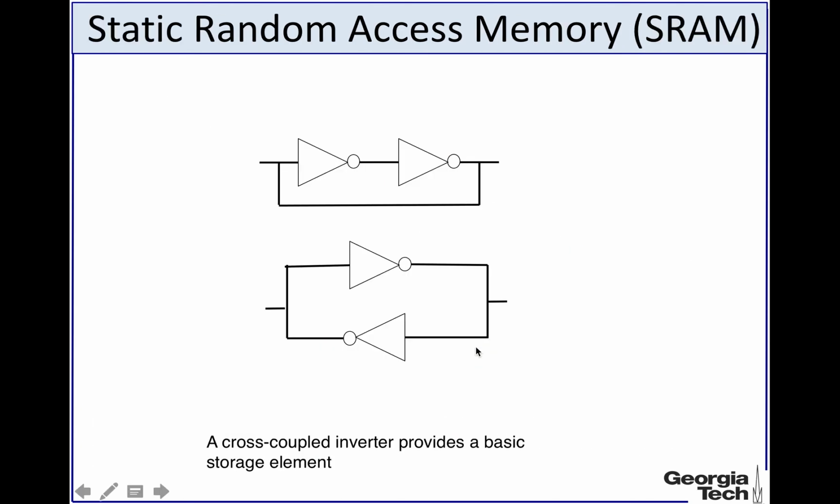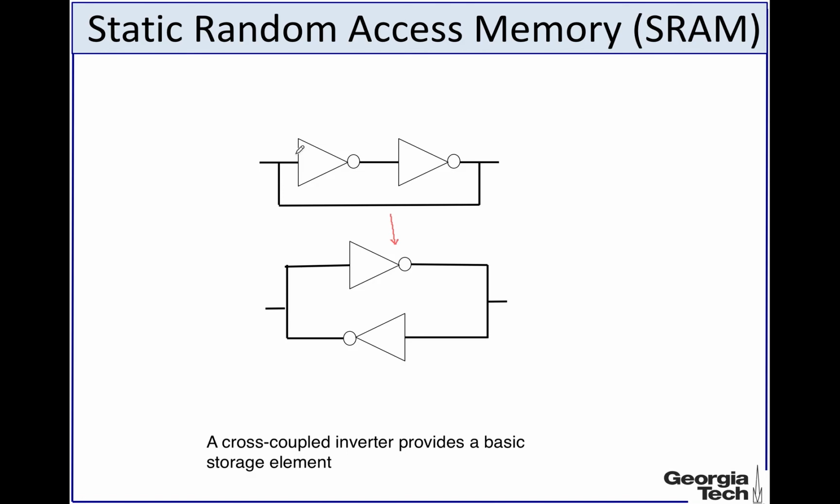All right. So now let's look at the static random access memory. The basic structure of a static random access memory, or an SRAM, is very simple. It's basically two inverters connected back to back, where the output of the second inverter is connected to the input of the first inverter. The same connection can also be shown like this. All right.